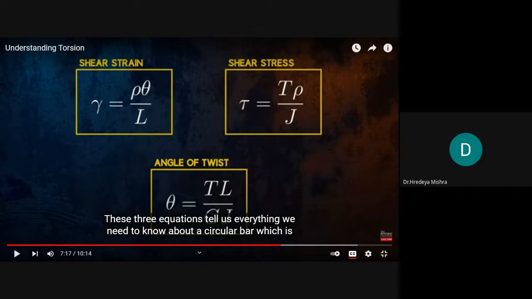So when we talk about the circular shaft, these three equations are the master equations which are required to handle the torsion chapter. Okay, we need only these three equations. We use these three equations for the whole torsion chapter for the circular shaft. So whenever we talk about a circular shaft, then we go through these three equations, which is under torsion.